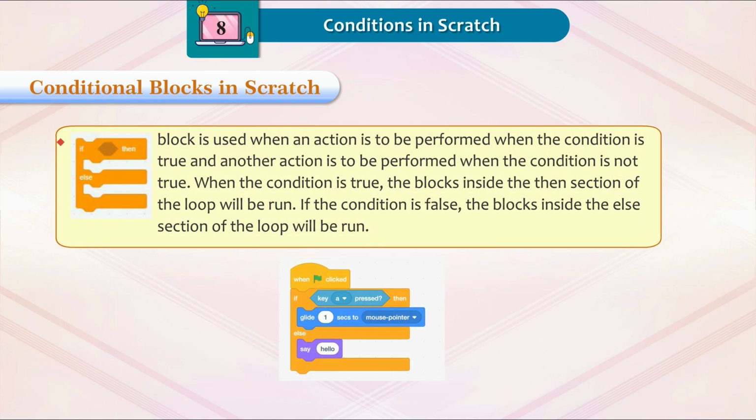The if-then-else block is used when an action is to be performed when the condition is true and another action is to be performed when the condition is not true. When the condition is true, the blocks inside the then section of the loop will be run. If the condition is false, the blocks inside the else section of the loop will be run.